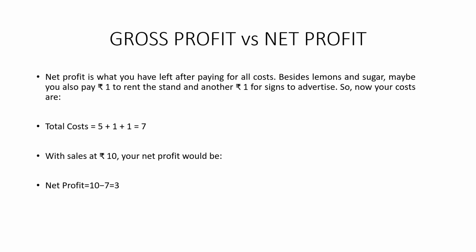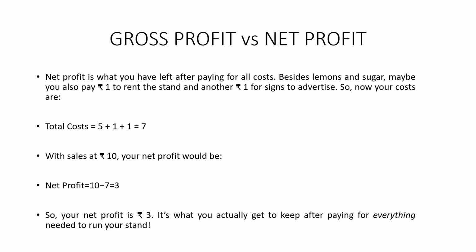You understand? Gross profit and net profit are extremely important for us to understand the PE ratio. Your net profit is 3 rupees. It's what you actually get to keep after paying for everything you need to run your stand, not just the basic ingredients. Understood? Excellent.